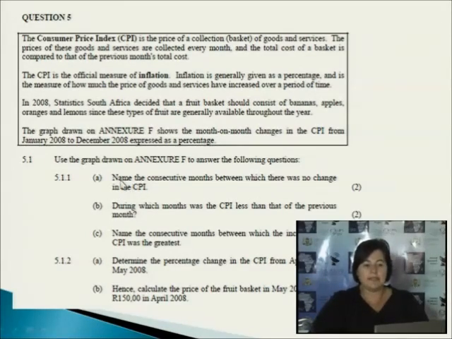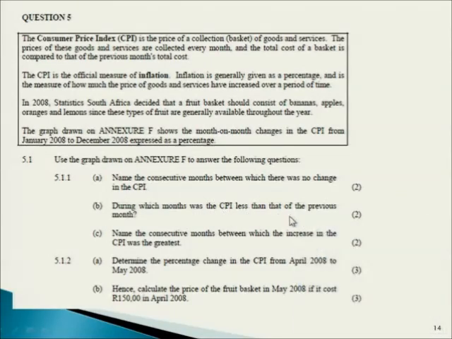The first one says, name the consecutive months between which there was no change. Okay, so that's the keyword. I want you to write down no change. So we're going to look at the graph where there's no change. Then number B said, which months was the CPI less? So there's the keyword. Where was the CPI less than that of the previous month? So the first one was no change. The second one was less.